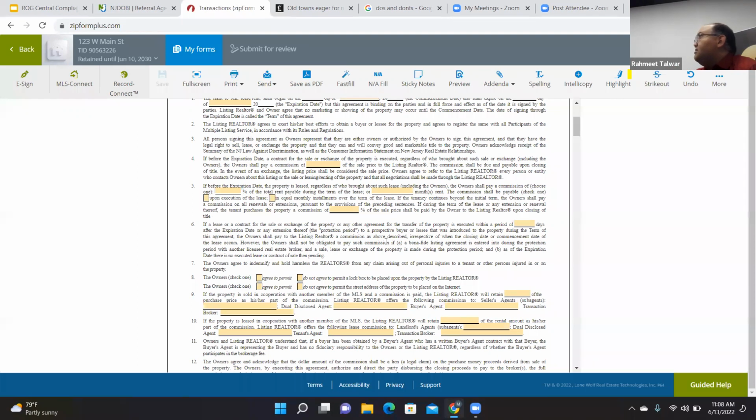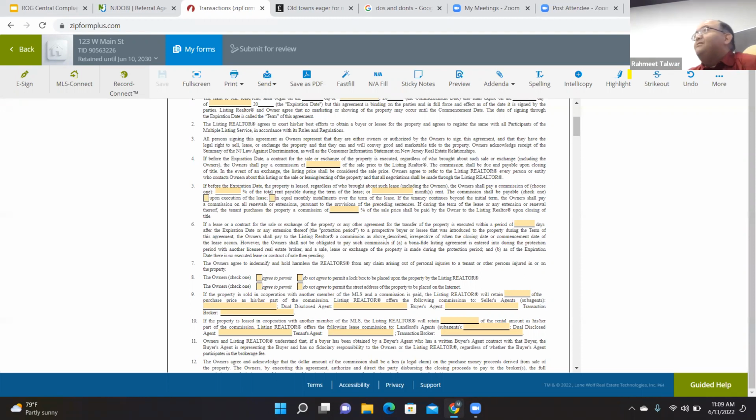I believe the contract that has the protection on it should not double check that. If you look at the middle of this, it says, however, the owner shall not be obligated to pay such commission if a bona fide listing agreement is entered into during the protection period with another licensed real estate broker. There's your answer.